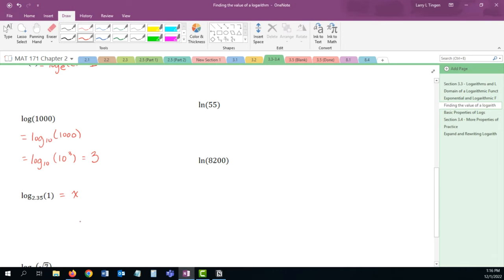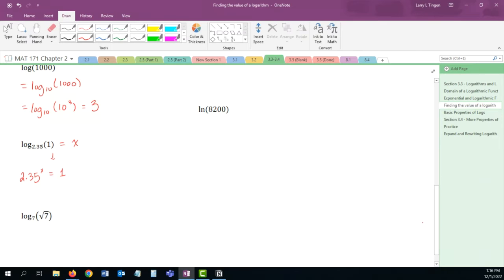And then next to last, the penultimate one, log base 2.35 of 1 is what? This one I'm going to go ahead and give a right-hand side and then convert. This says that 2.35 raised to the x power equals 1. The only way that's possible is if x equals 0. Exactly. X has got to be 0 because anything to the 0 power is 1, excluding 0 to the 0, but you're not going to run into that.